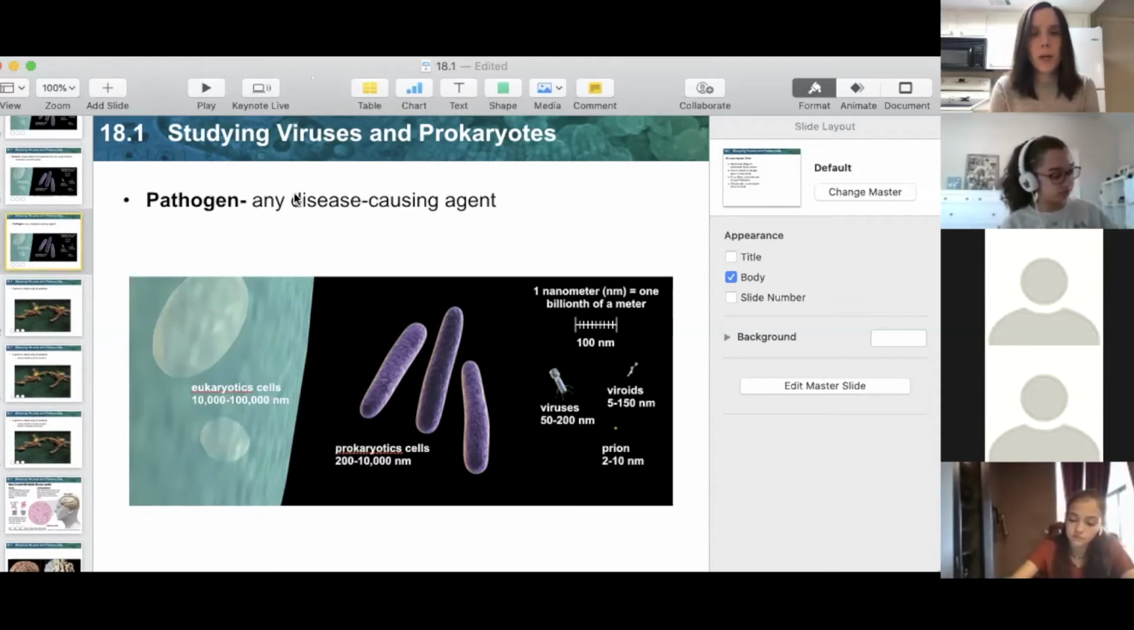So both bacteria and viruses are called pathogens. A pathogen is anything that causes disease. It's any disease-causing agent. And in fact, anything in this picture is a pathogen, whether it's a virus, a viroid, a prokaryotic cell, or a prion, which I haven't got to yet, but all these are pathogens. They all can cause disease, either in humans or animals or plants.